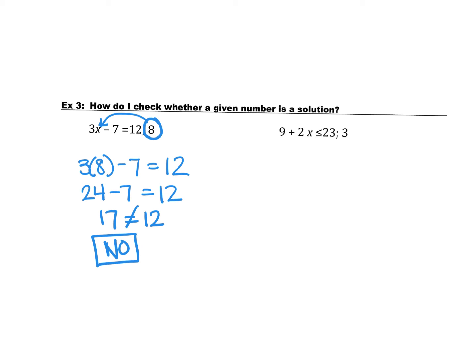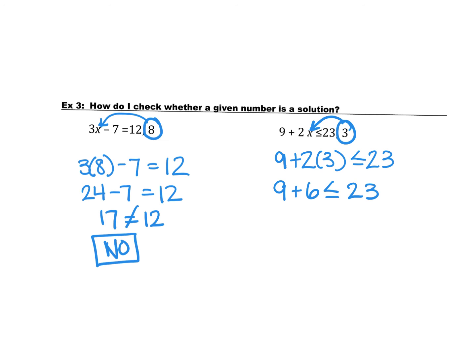All right, so we have 9 plus 2x is less than or equal to 23, and we're looking to see, is this number right here the solution? So we're going to plug that in where we see the variable x. So we have 9 plus 2 times 3, and is that less than or equal to 23? All right, so 2 times 3 is 6. Well, we know 9 plus 6 is equal to 15. And now you've got to ask yourself, is 15 less than or equal to 23? It's not equal to, but it is less than. So because it's less than, it's going to be a yes.